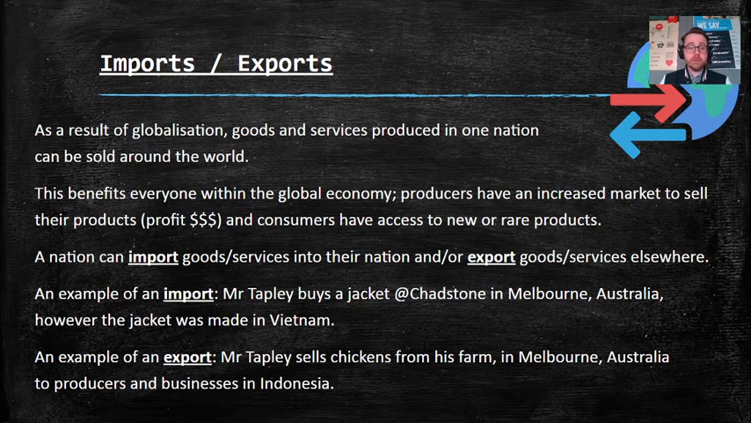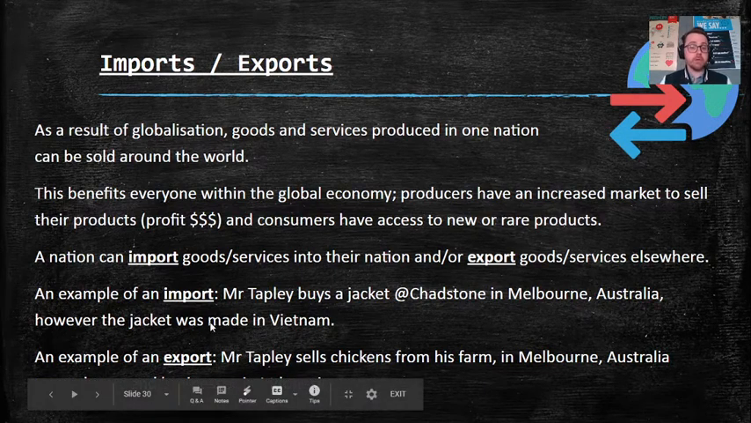So, those goods and services that are traveling in and out of countries are either two things. They are either an import or an export. A nation can import goods and services into their nation, so they're bringing it in. Import means you're bringing something into your country, into your home. Or nations can export, they exit the country. So they can export goods and services elsewhere. All those things that are flying around in planes and ships around the world because of globalization are either imports coming into your country or exports going out.